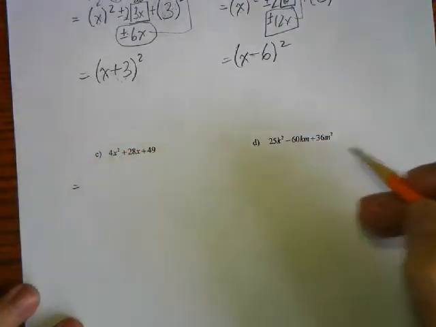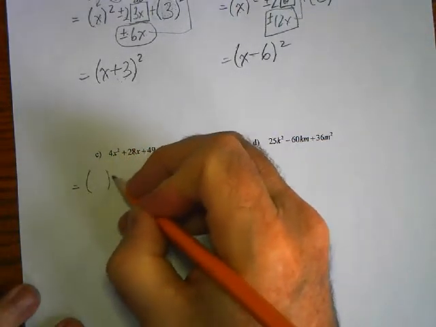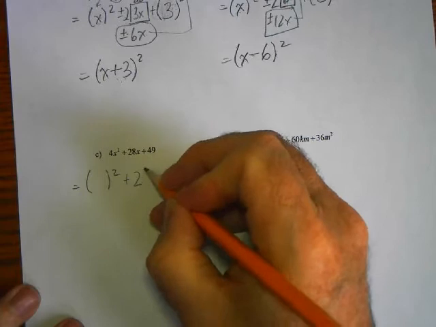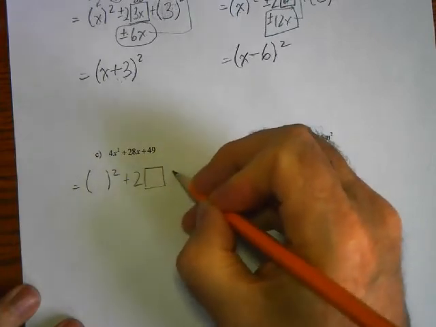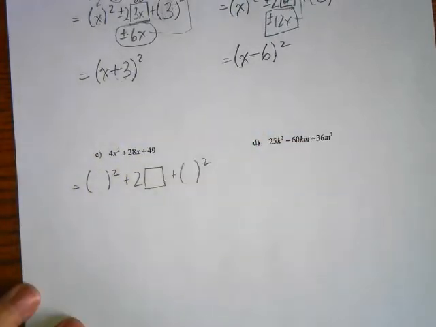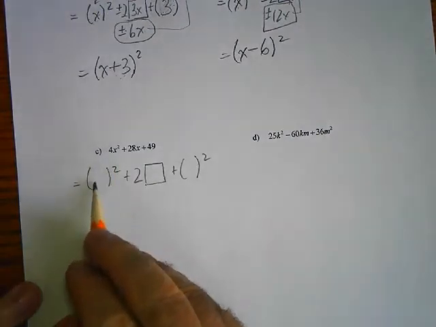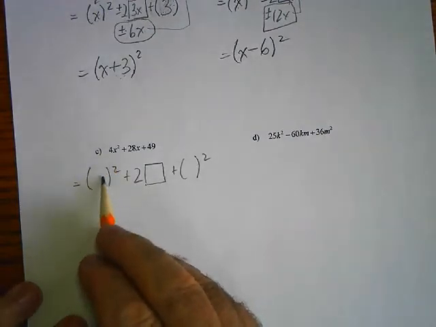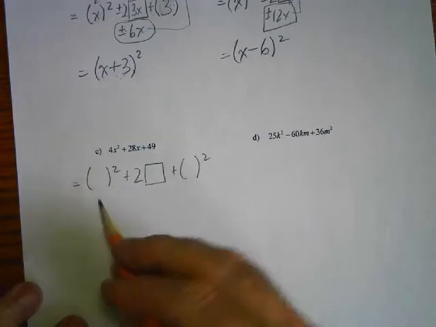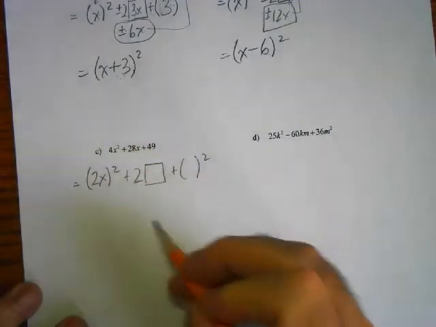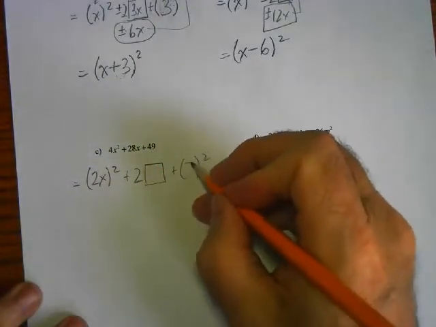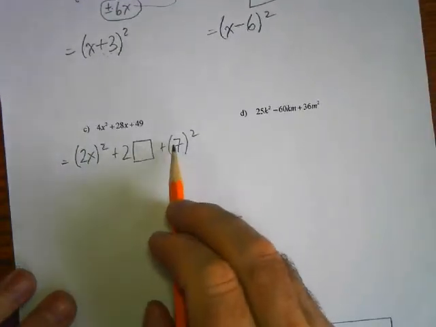So if we wanted to test, we'd put our template here: something squared plus 2 box plus something squared. Okay, now what goes in the brackets here? What do I square to get 4x squared? That would be 2x. What do I square to get 49? That would be 7.